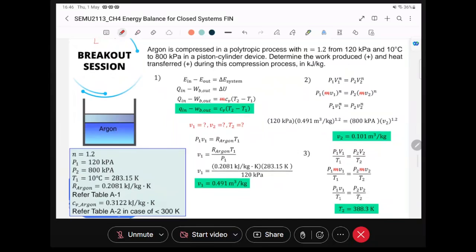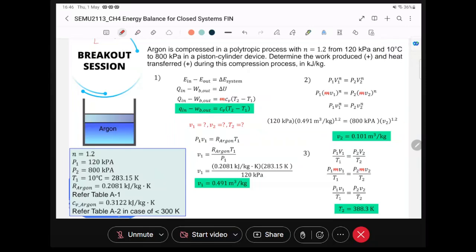So this example here is regarding the ideal gas. It also includes the energy balance as well. So it's basically analyzing the energy balance of an ideal gas in a closed system. Just now it was pure substance. So now here is an ideal gas.